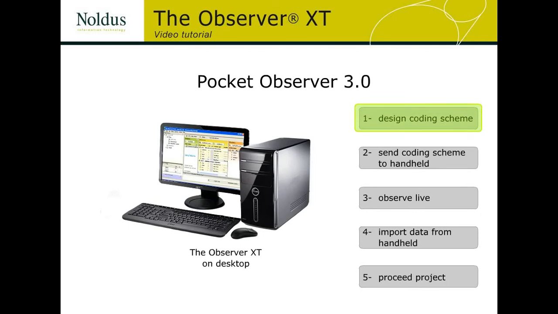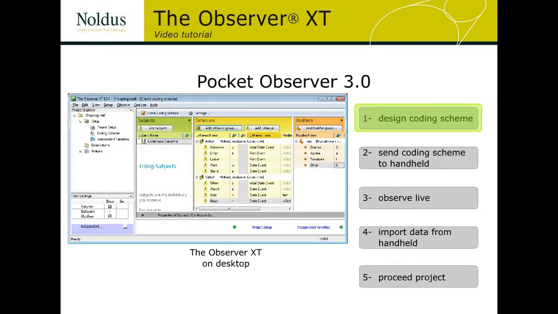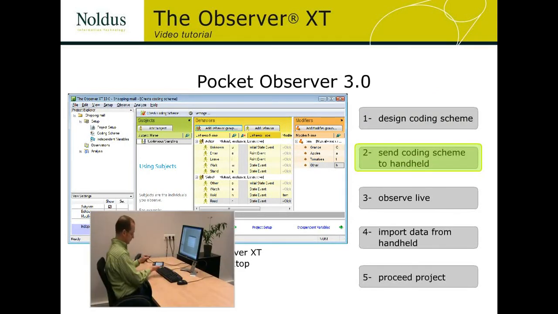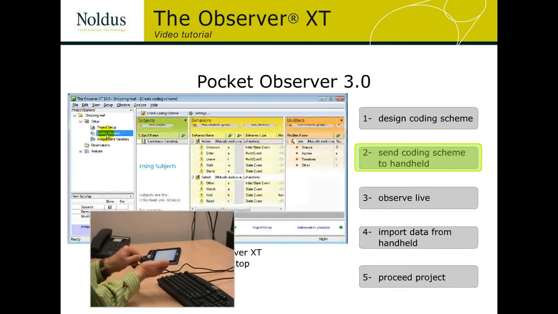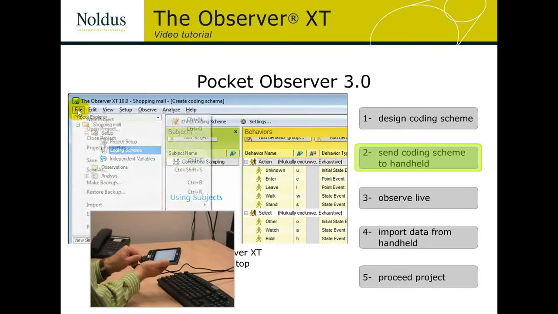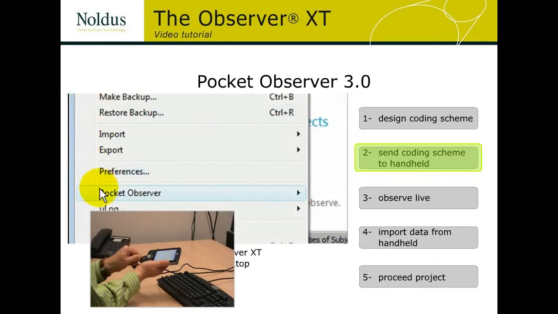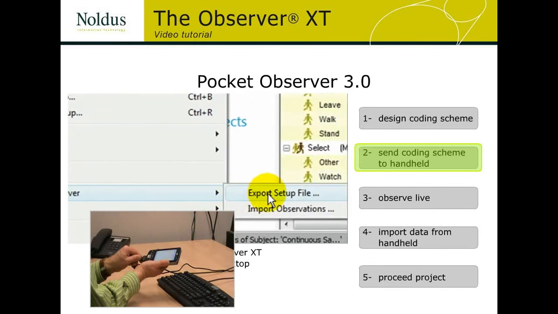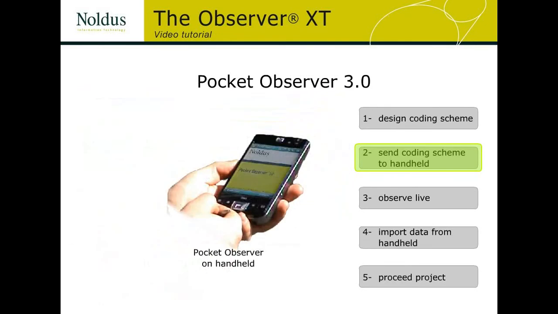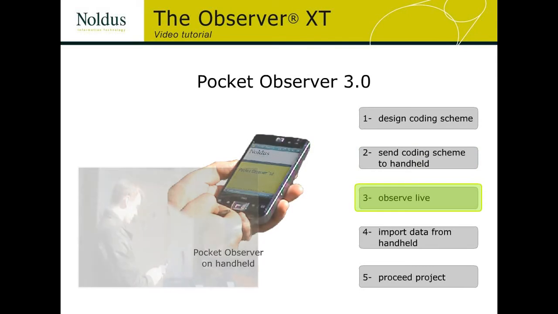You first design your coding scheme in the Observer on your desktop or notebook computer. Mind that you give the elements names with no more than 8 characters. The screen size of a handheld is rather small. Next, connect the handheld and send over your coding scheme by selecting File, Pocket Observer, Export Setup File. Now you're ready to go out and observe live.